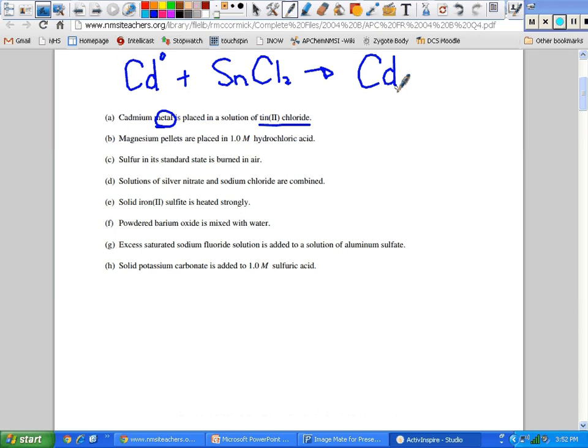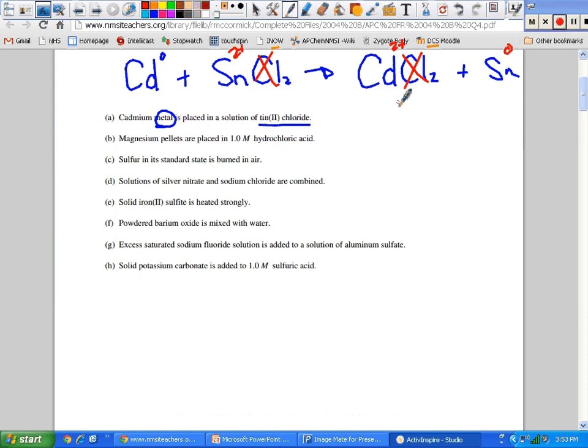Now, cadmium went from neutral to what charge? 2+. Sn went from a 2 plus to a neutral. What did chlorine go from? Negative to negative. So did it change? So what can you do to it? You can cross it off. So chlorine has got to go. Really, essentially, this could be a redox reaction, which it is. It is a type of redox equation.